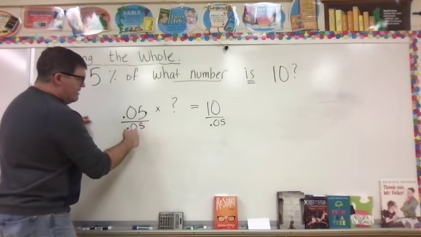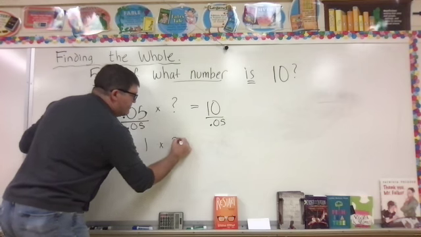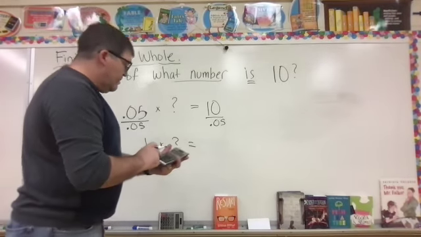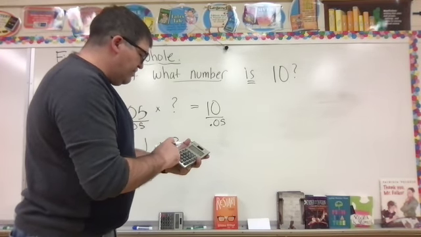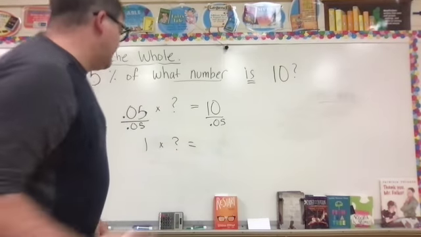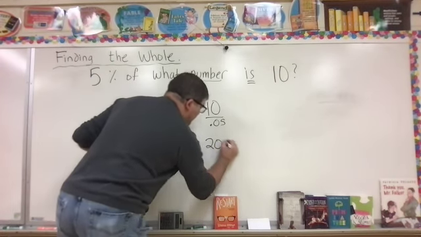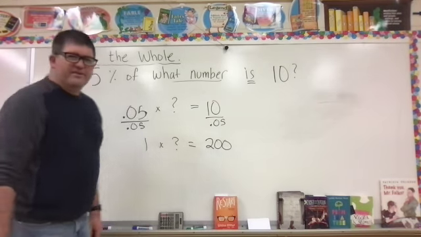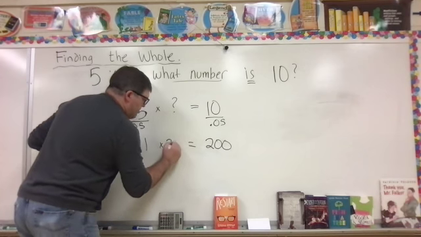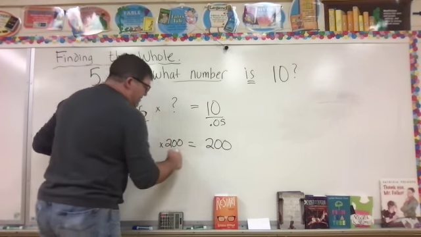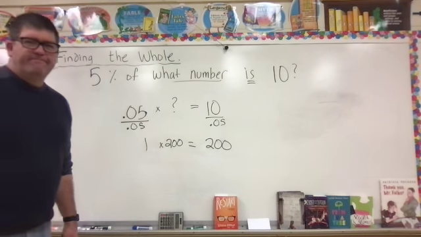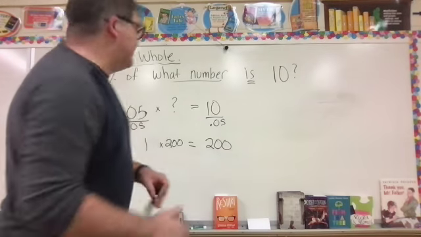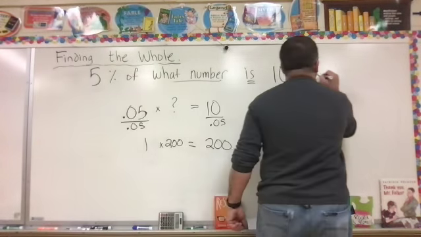So, this divided by itself is 1 times some number equals, and here's where I'm going to use my calculator. 10 divided by 0.05 equals 200. Oof. Then I ask myself, 1 times what equals 200? Well, I'm thinking 1 times 200 equals 200. Okay. Now, of course, I want to check it. So I think it's 200.